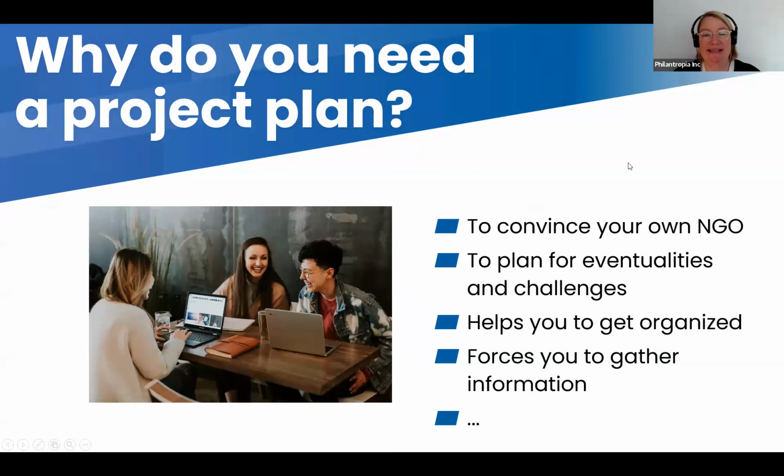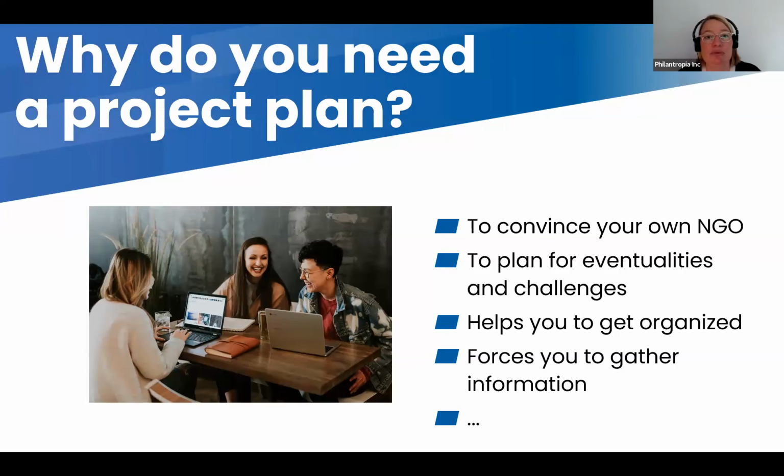Why do you need a project plan? Many people I talk to ask me, why should I, if I'm going to write a proposal, which is the document we're working with? Why do you need a project plan? There are different reasons. First of all, to convince your own NGO. Maybe you want to lobby for some new project, new approach that you want to implement, and that's why you need a project plan to convince your own NGO about the merits of this idea that you want to present.